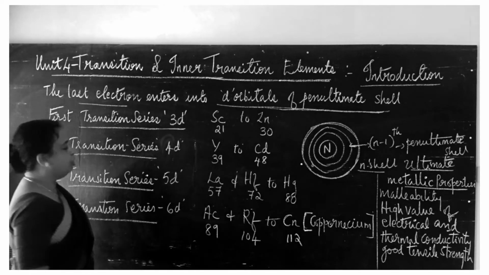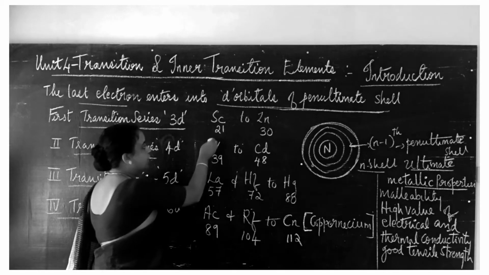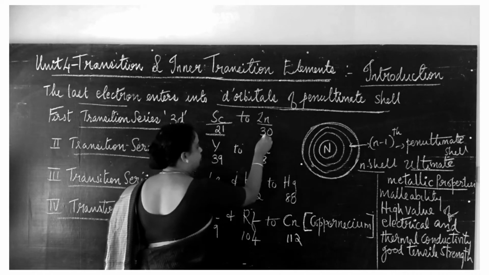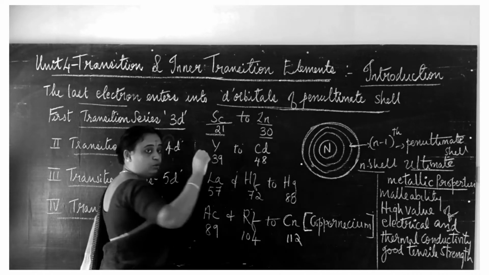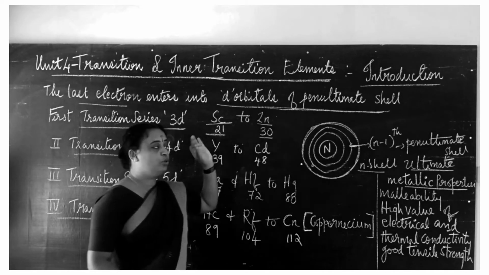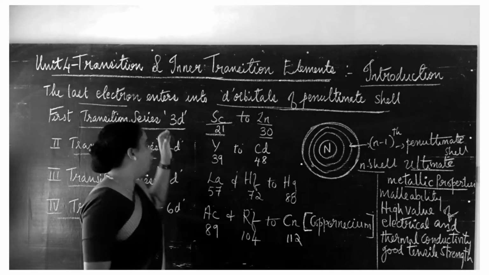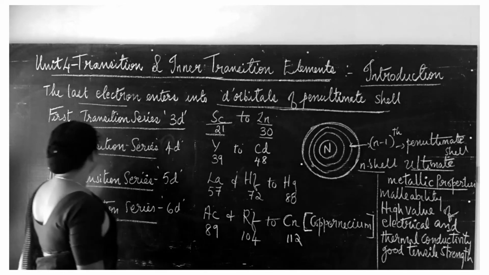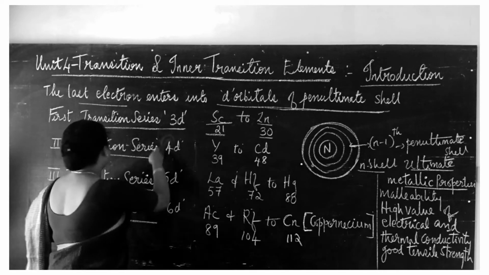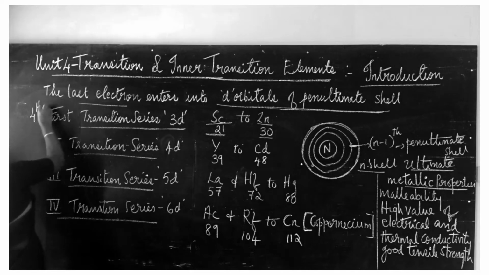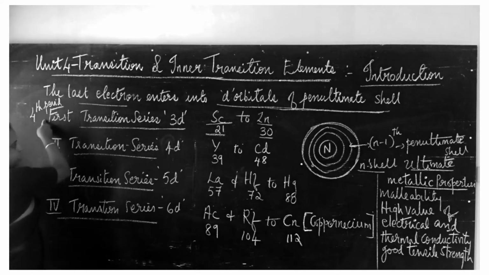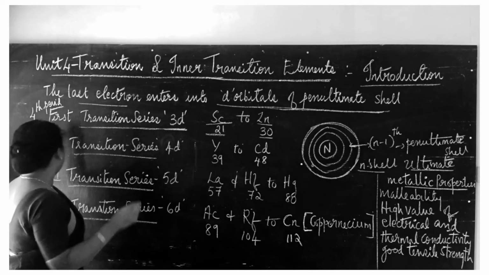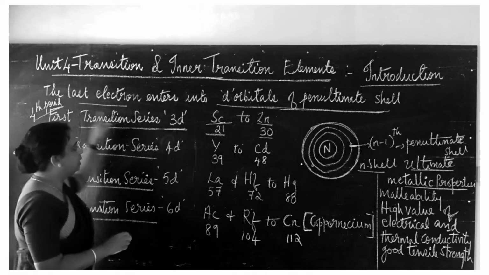Based on that, the first transition series is called the 3d transition series. What are the elements in the first transition series? Starting from scandium, atomic number 21, up to zinc, atomic number 30. The 3d series starts from the 4th period. So 4 minus 1 gives you 3d. The 3d series is your first transition series, which belongs to the 4th period.